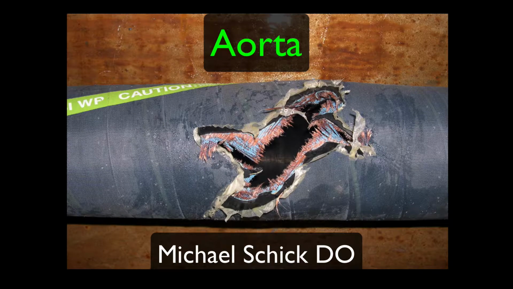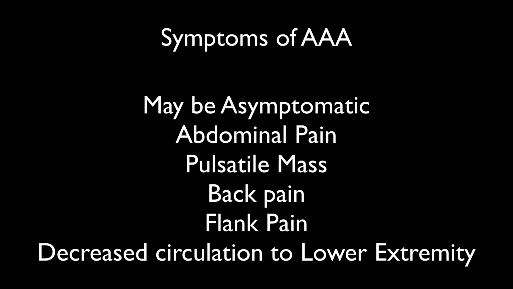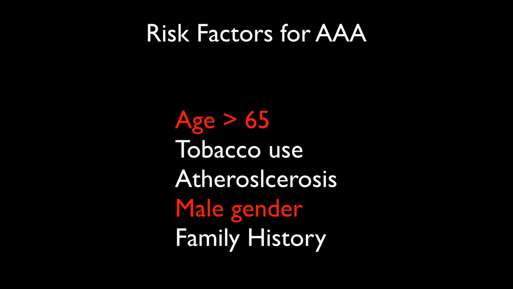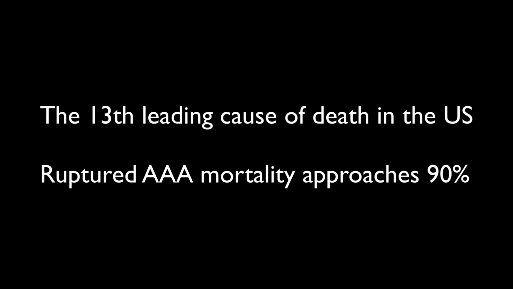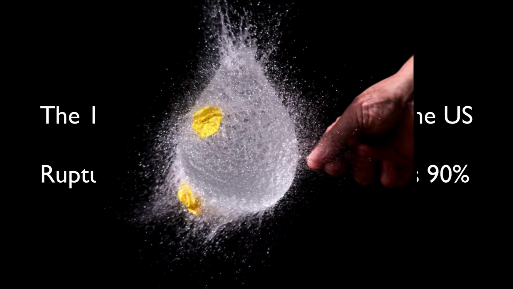Evaluating the abdominal aorta with point-of-care ultrasound is critical in the acute care setting, especially with a patient who has undifferentiated hypotension or shock, the elderly patient who has abdominal pain and/or back pain, but also in the primary care setting because it remains one of the leading causes of death in the United States. But more importantly, a ruptured AAA has a mortality that approaches 90%.